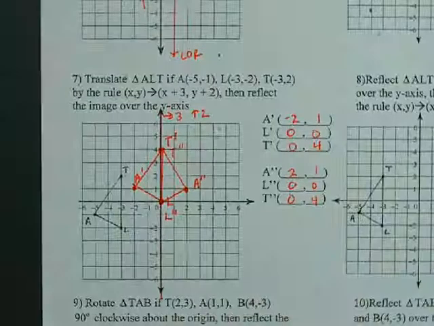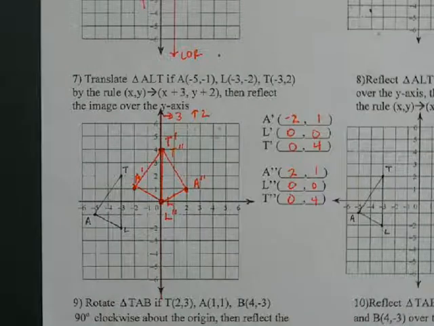And that is 1 through 7. Or excuse me, that's 4, 5, and 7. You can knock out the rest on your own.